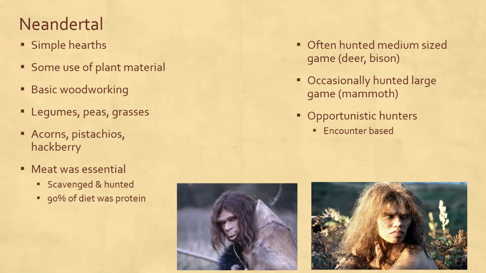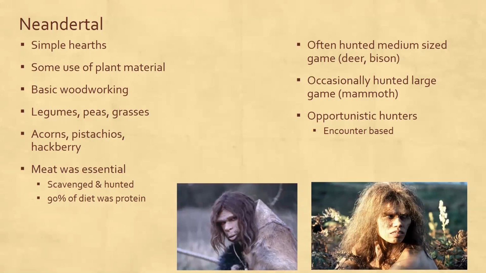They scavenged and hunted, and 90% of their diet was likely protein. This is consistent with hominids living in the far north cold environments, which require a high protein, high calorie, high fat diet to burn and keep themselves warm. We know the Neanderthals often hunted medium-sized game like deer and bison. We also know they occasionally hunted bigger game like mammoth, and there were others available to them as well, rhinoceros or aurochs in particular.